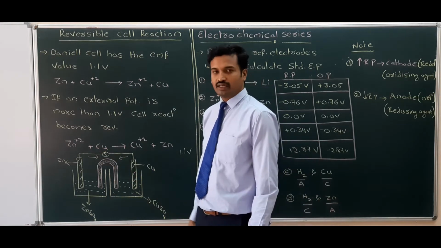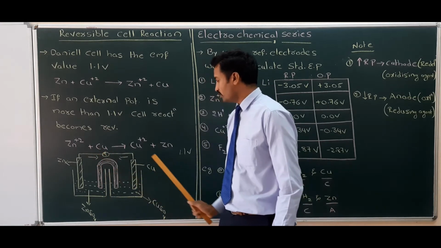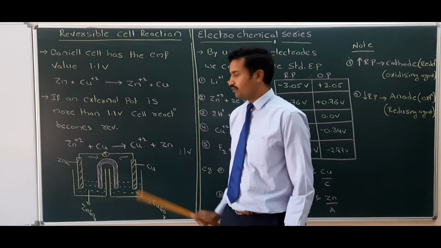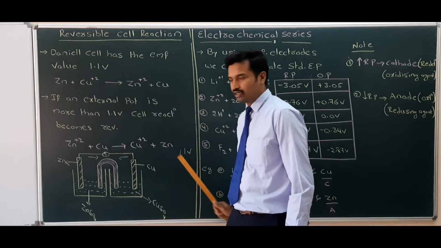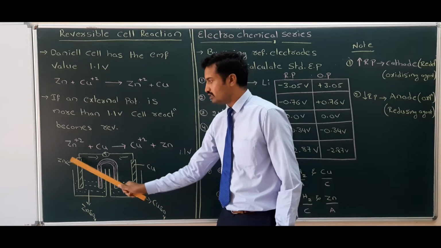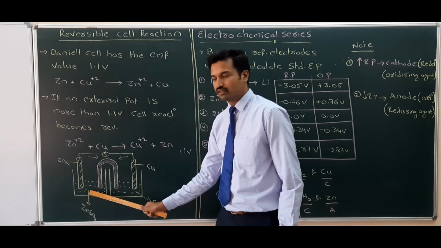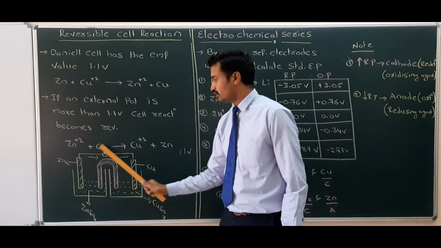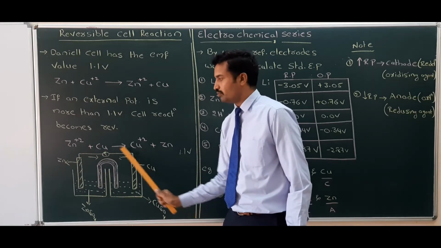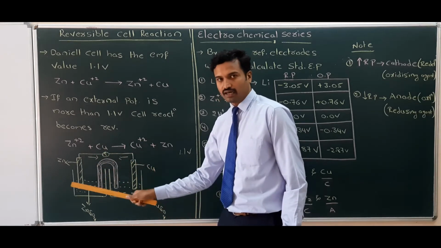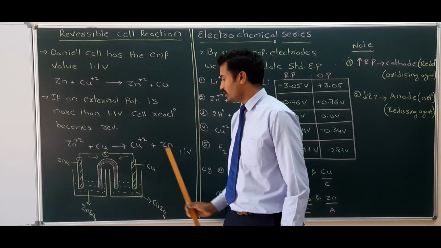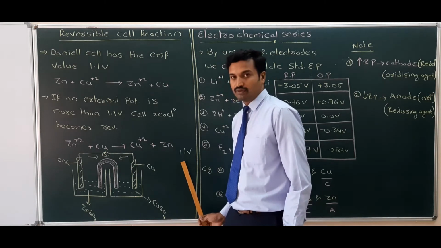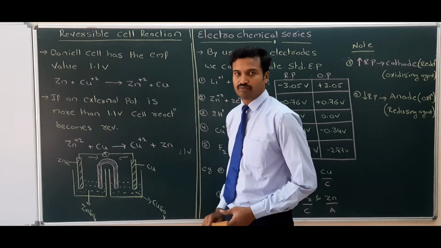The condition is, if it reaches 1.1 volts, then the reaction will stop. If it is less than 1.1 volts, the reaction will continue. The reaction is zinc rod dissolves in zinc sulfate solution, then flow of electrons from zinc to copper, flow of current from copper to zinc. This reaction will continue till the voltmeter reading is 1.1 volts. If it reaches 1.1 volts, the reaction will stop.